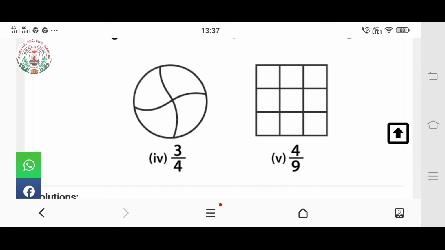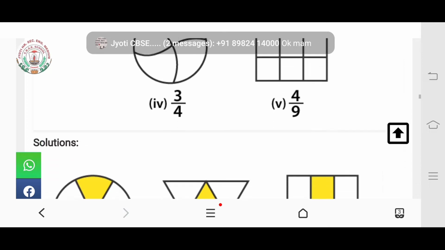And here 9 blocks are given. Out of that 4 blocks you have to color. Any of the sides, it is not necessary that continuous 4 or any of the way. You can take 4 different corners or 4 of the middle. Any way you can take. Out of 9, 4 parts you have to shade. So here some example solutions are given.